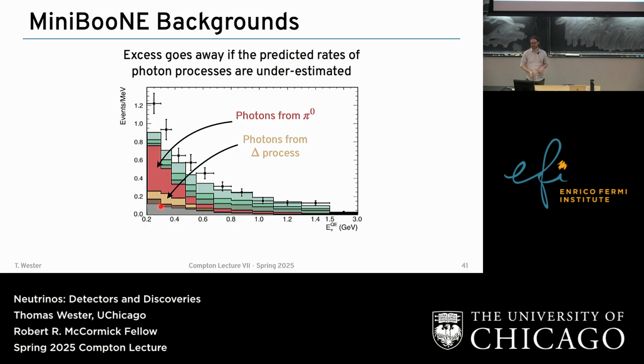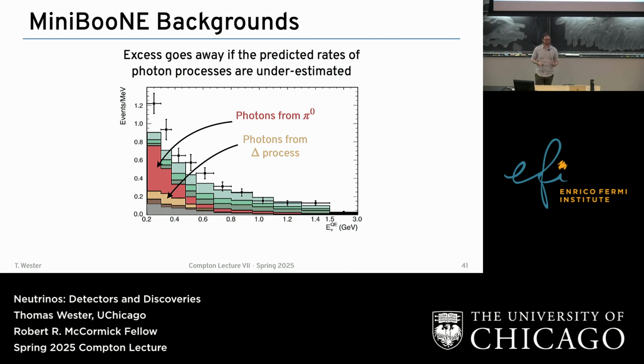So back to the MiniBooNE picture, just briefly, you can imagine that if you doubled or increased the size of these different backgrounds, if you were uncertain about them at all, then your excess would go away. In other words, if you don't know this red process very well, and you're uncertain by a factor of 2, let's say, then you would double the amount of red in this picture, and now suddenly the data is explained by all the backgrounds, and there's no oscillation effect.